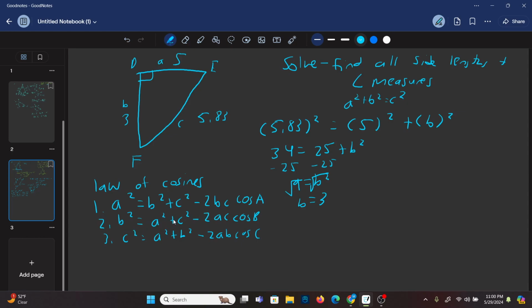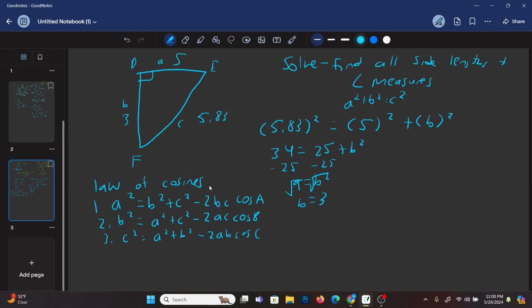B squared, the other two sides squared, minus 2 times those two times cos of this angle. C squared, A squared plus B squared, the other two sides squared, minus 2 times these two without the squared, times cos of this angle. Or the opposite of this angle, because these three are sides.